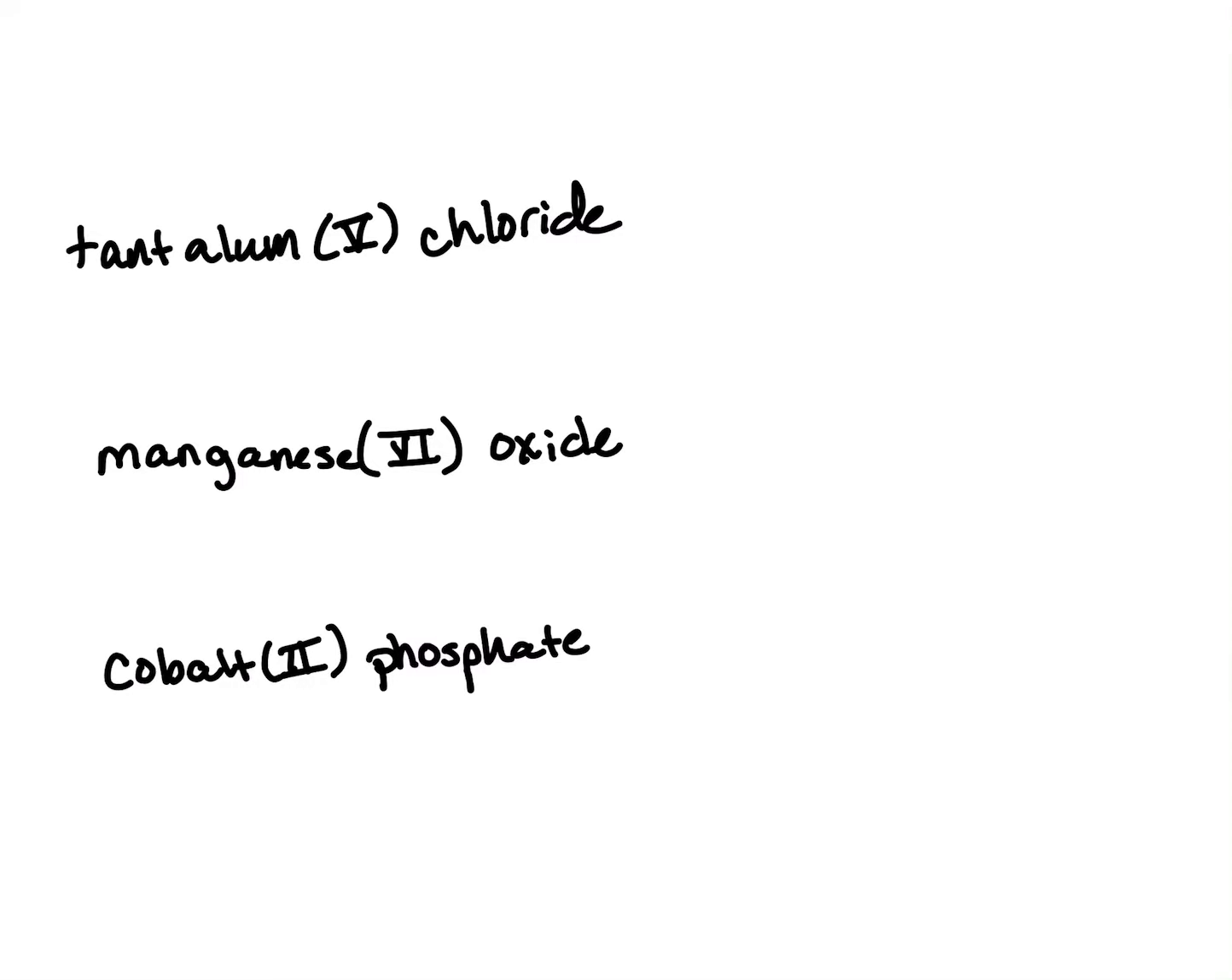Transition metal conversions from names to symbols follow the exact same format as just regular ionic names. The only thing you want to remember is that the Roman numeral tells you the charge that you're looking at. So if we are going to name this first thing, you might want to try with the cross and drop method.